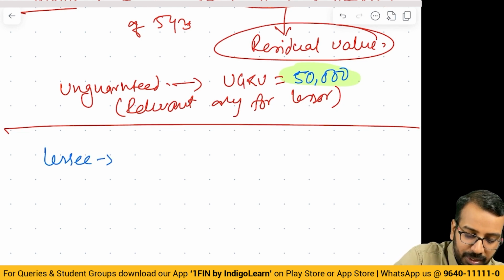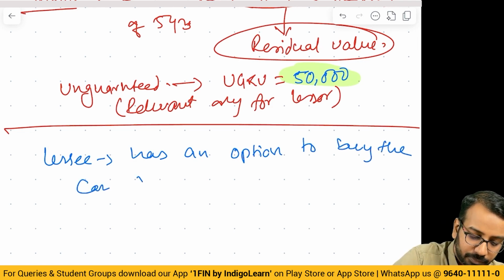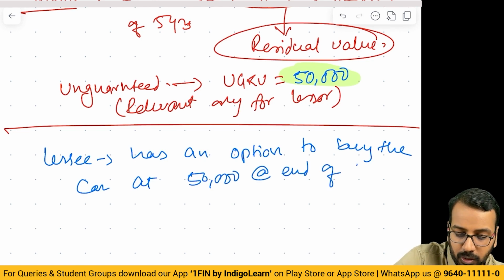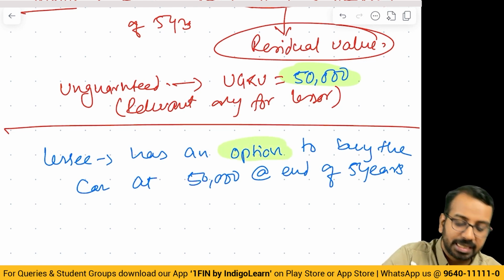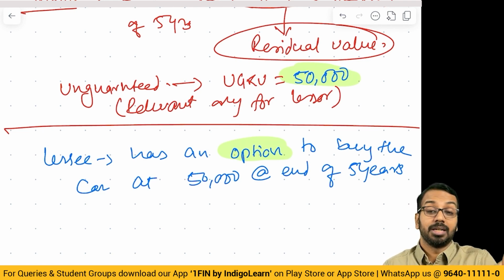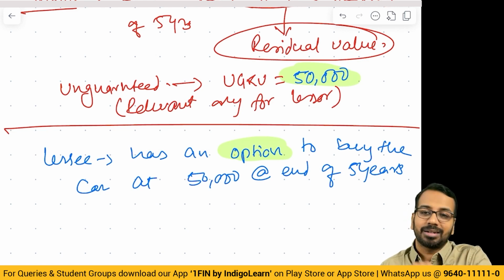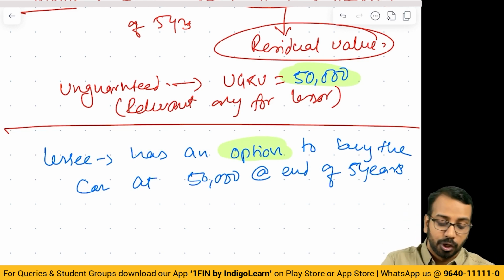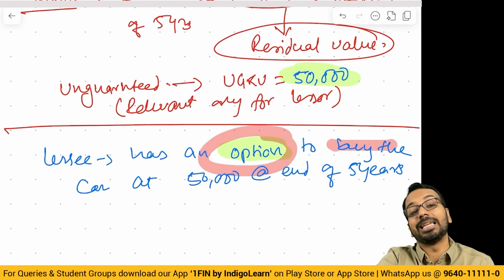Lessee has an option to buy the car at 50,000 at the end of 5 years. Now here what I am saying is the lessee has an option. What is the value that we are expecting? The expected value is 2,50,000. If somebody tells me that there is an asset which is worth 2,50,000 and you can buy it at 50,000, will I exercise? Yes. So this is called an option to buy which the lessee is likely to exercise.